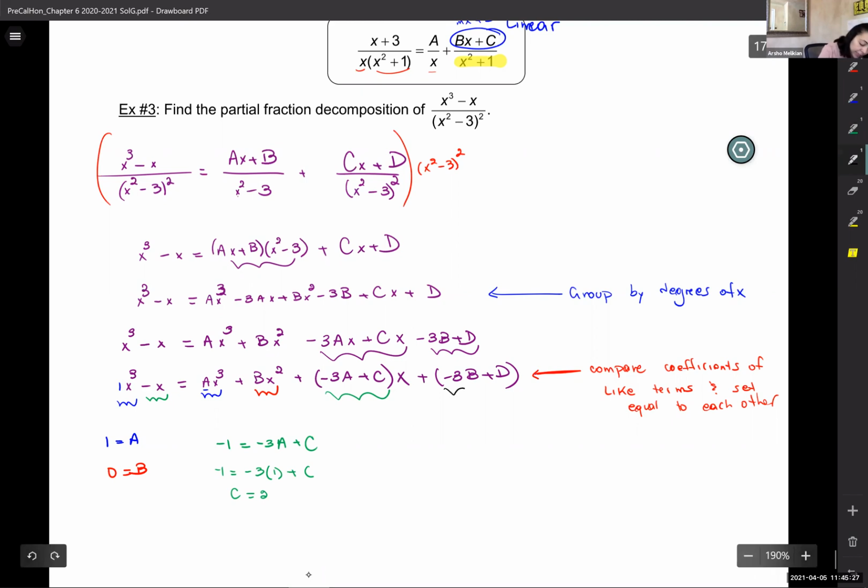Next, the constants. This is the constant. What is the constant to the left? What constant is there on the left side of the equation? 0. So I say -3b plus d is equal to 0. So -3 times 0 plus d is 0. So d is also 0.